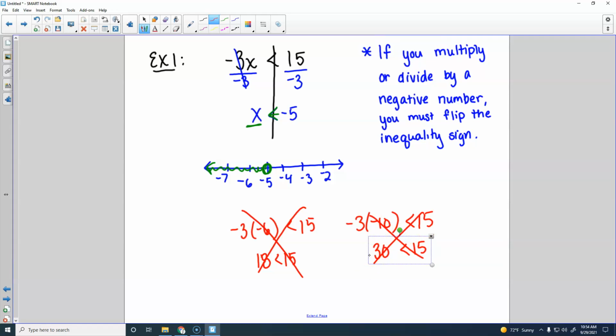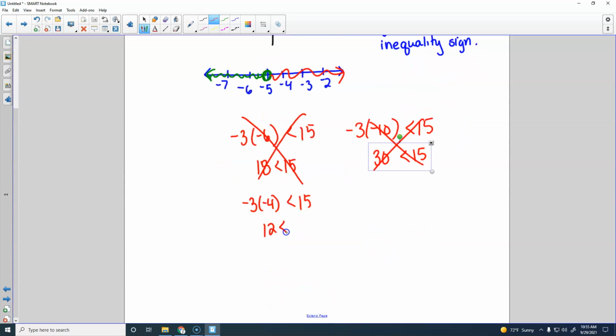I'll show you how to do it correctly here in a second. So to fix this, all we got to do is flip that inequality sign. So when I divided right here, I should have made that a greater than sign. So I went from less than to greater than, which means I'd shade this way instead of over there. And see, these numbers will work. Like if I have negative 4, negative 3 times negative 4 is less than 15. That's positive 12 less than 15. That's true. 12 is less than 15. So that's what we're going to do here.